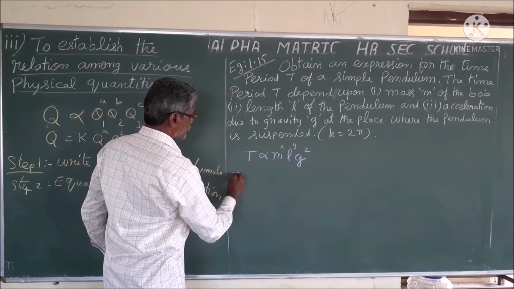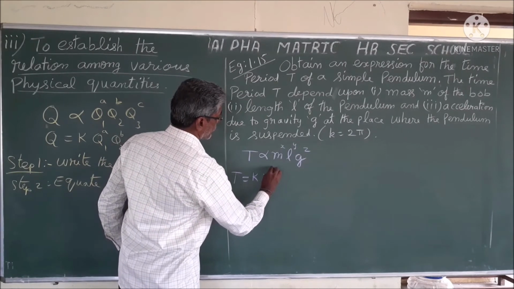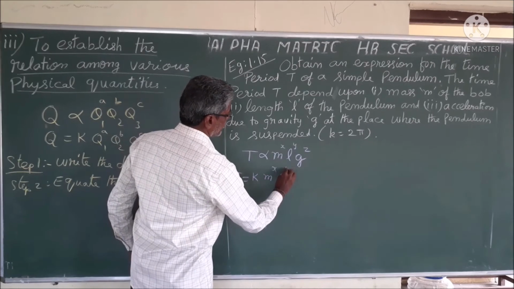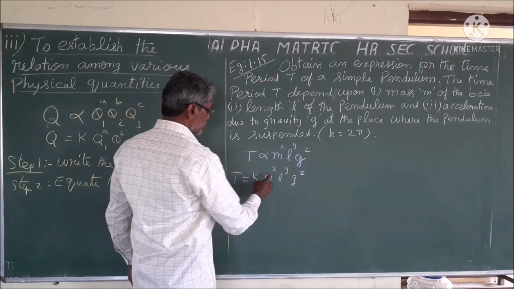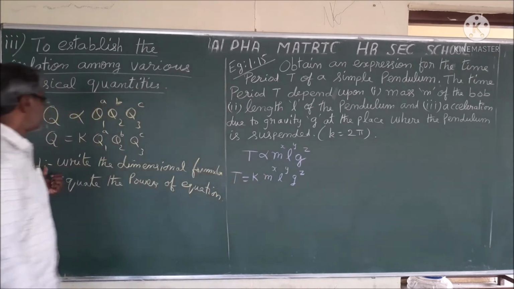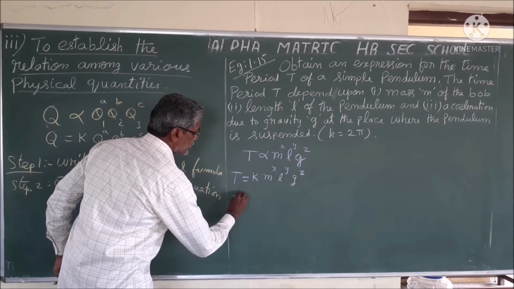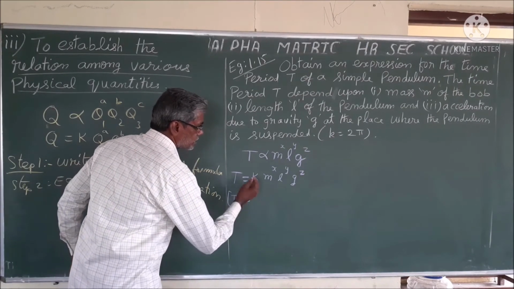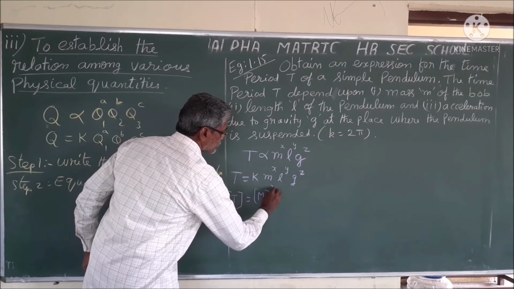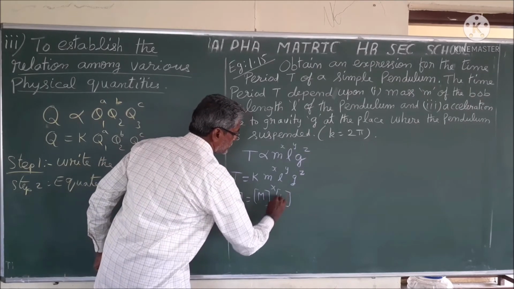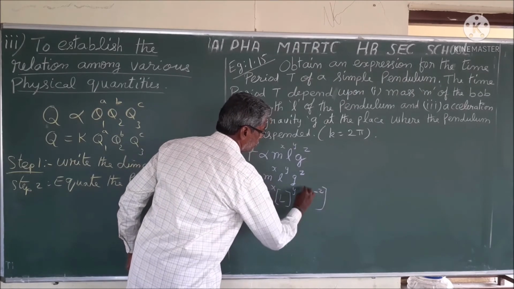Now if I remove the proportionality, T equals some constant K, m power x, L power y, g power z. So now go for step 1, write the dimensional formula. For time period, the dimensional formula is T. For the constant, no dimension. For mass, M. For length, L. For acceleration due to gravity, Lt minus 2.